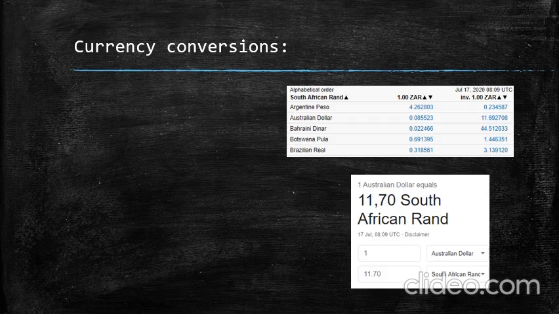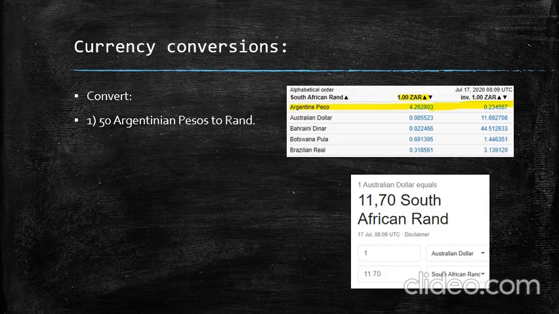We also need to remember that we should be able to convert currencies. So here are two more tables. What we're going to look at in these examples is just quickly for you to understand that if we have the rand to the Argentinian peso, for instance, we can see that 1 rand is so many pesos, or so many pesos is 1 rand. So if we convert 50 pesos to rand, we're going to use the same method we've been using, and that gives you 11 rand 73.